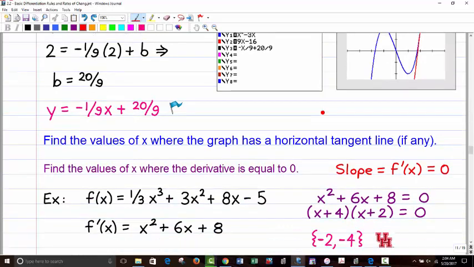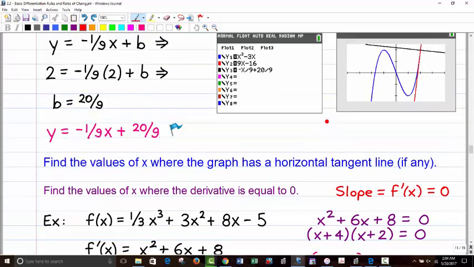let's look at what this question is asking. It's saying find the values of x where the graph has a horizontal tangent line, if any. There may not be any. Now you don't need the graph to actually solve this problem, but while this picture's up here, I'm just going to go ahead and show you that you're looking for basically this and that. The values for x where it has a horizontal tangent line. So this graph would have those two answers.